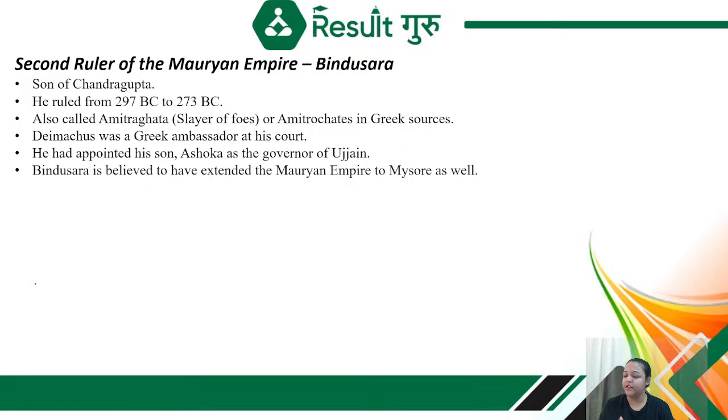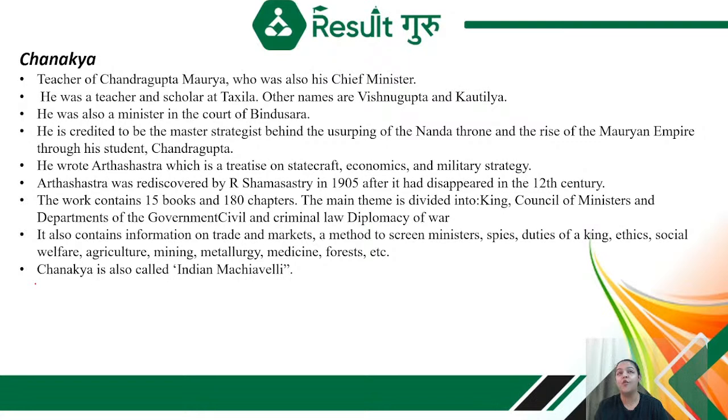Let's continue, we'll clear some doubts together. Let's talk about the most important person who is the backbone behind the foundation of the Mauryan Empire. Had it not been for him, we would not have seen something as big or as wonderful as the Mauryan Empire. He was the teacher of Chandragupta Maurya and also his chief minister. He was a teacher and scholar at Takshashila. Some of his other names are Vishnugupta and Kautilya. Please remember these names because they are definitely bound to come in your MCQs. He was also a minister in the court of Bindusar. So he continued with Bindusar as well.